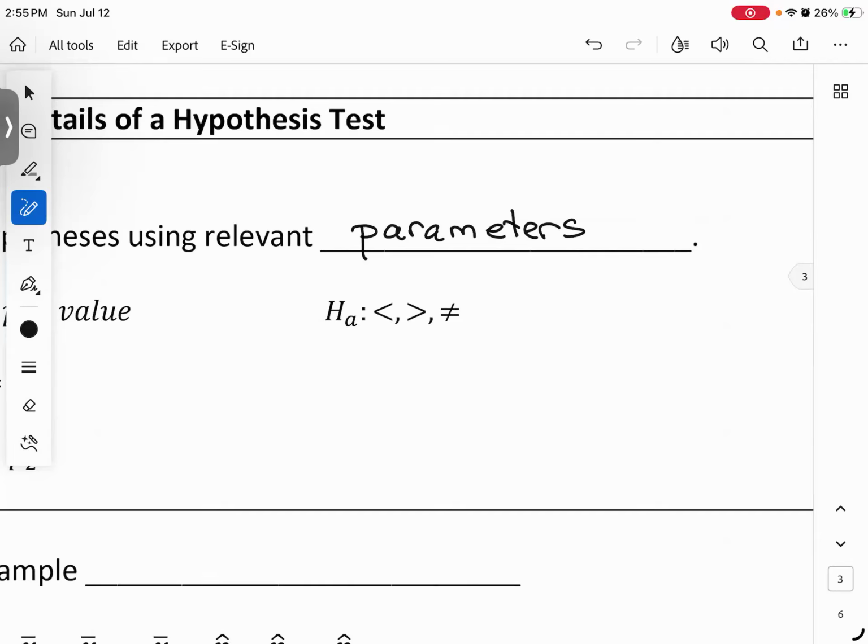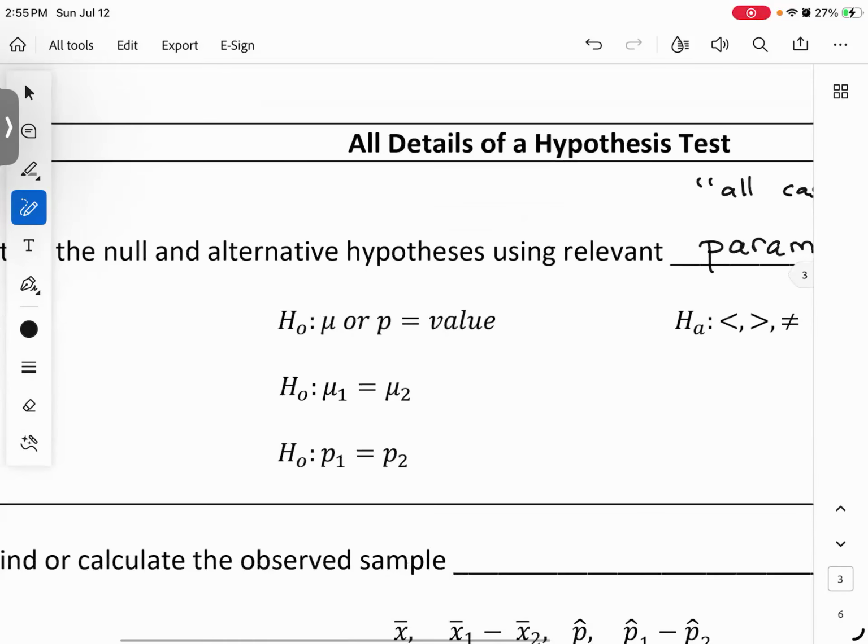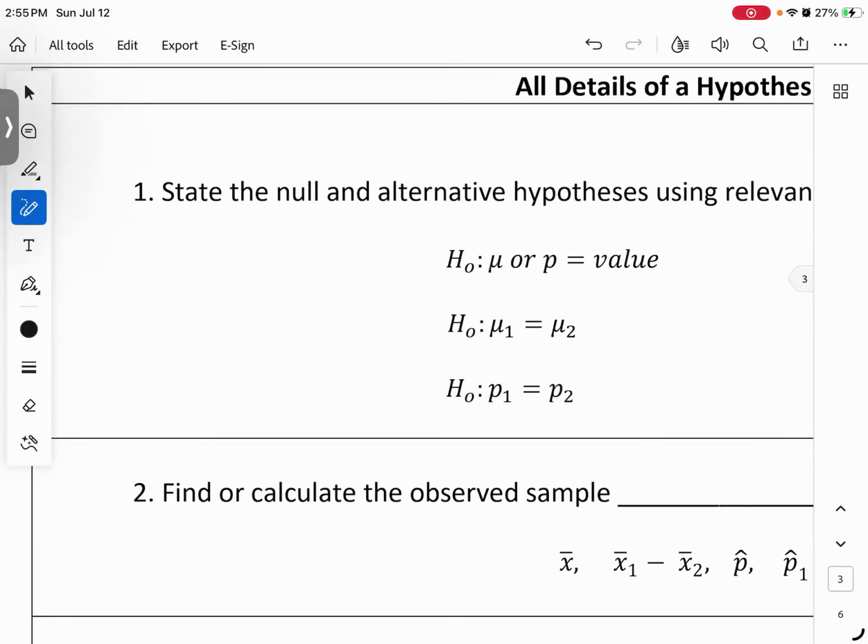And the reason why we use parameters like mu's and p's is because these are all meant to be arguments about the entire population, like all cases, all men, all females, all students who do this, or the average for all of them, the proportion of all of them who do this. So you always use mu's and p's, never any x bars, never any p hats.